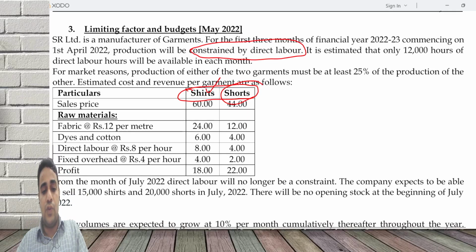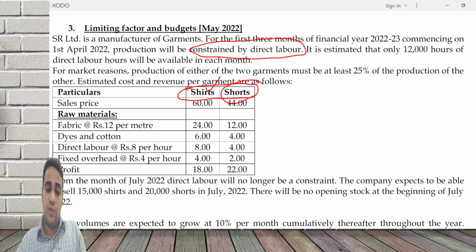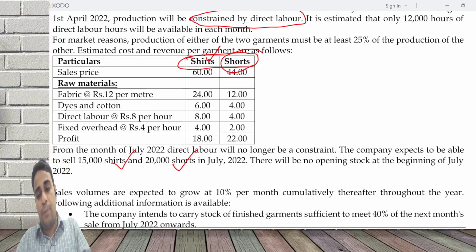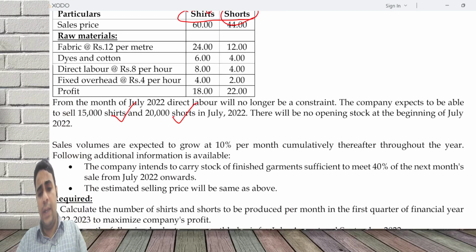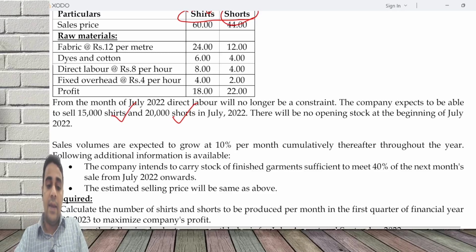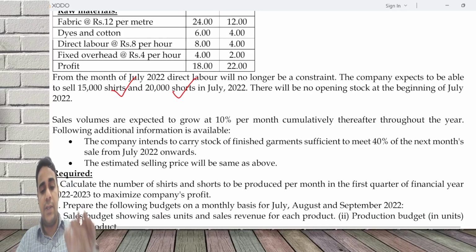For the month of July, there is no constraint. At that time, I want to sell 15,000 shirts and 20,000 shorts. So when I go to July, I don't have a problem. First 3 months alone, there is an issue. Sales will grow at 10% per month. The company wants to carry a closing stock sufficient to meet 40% of the next month's sale. Estimated selling price will be the same. Calculate the number of shirts and shorts to be produced per month.